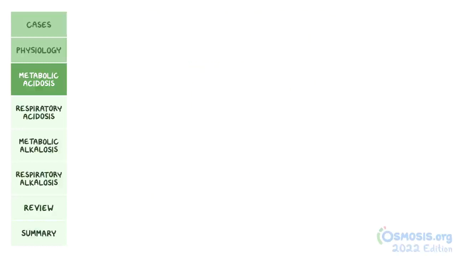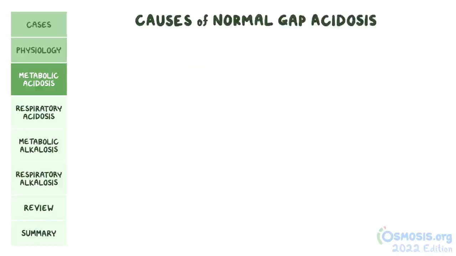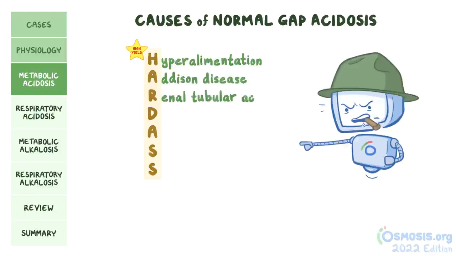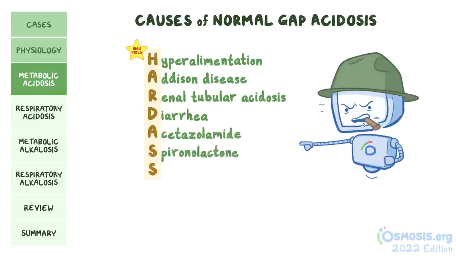To sum up, causes of normal gap acidosis can be remembered using the mnemonic HARD-AS, where H stands for hyperalimentation, A for Addison disease, R for renal tubular acidosis, D for diarrhea, A for acetazolamide, S for spironolactone, and the other S is for saline infusion.